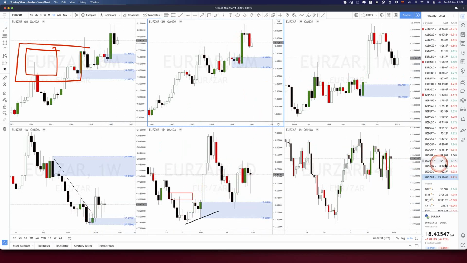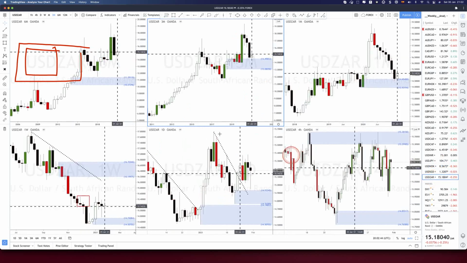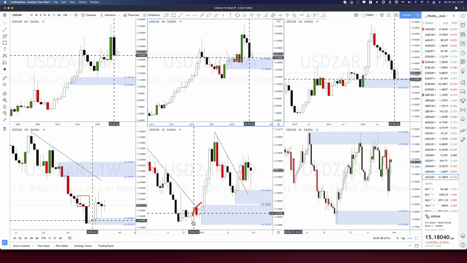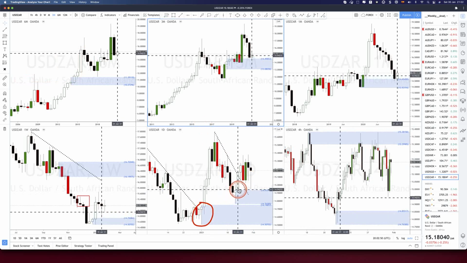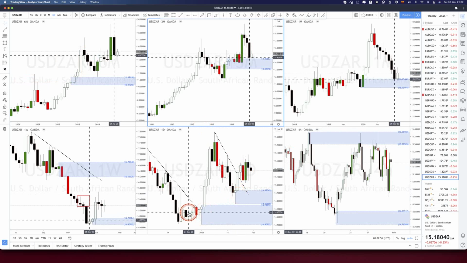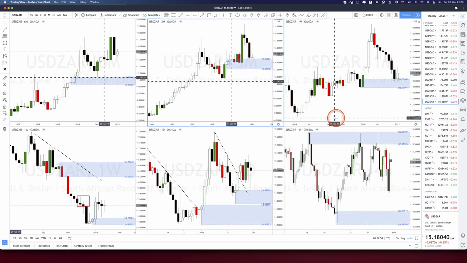But on US dollar versus the South African rand, we didn't have price retracing to that strong area of demand on the daily. It didn't retrace either to that area of demand. And now the indexes, we are having a bearish correction right now.